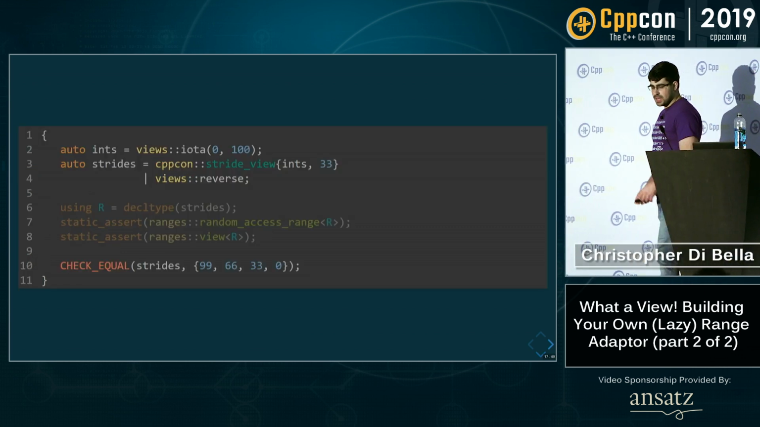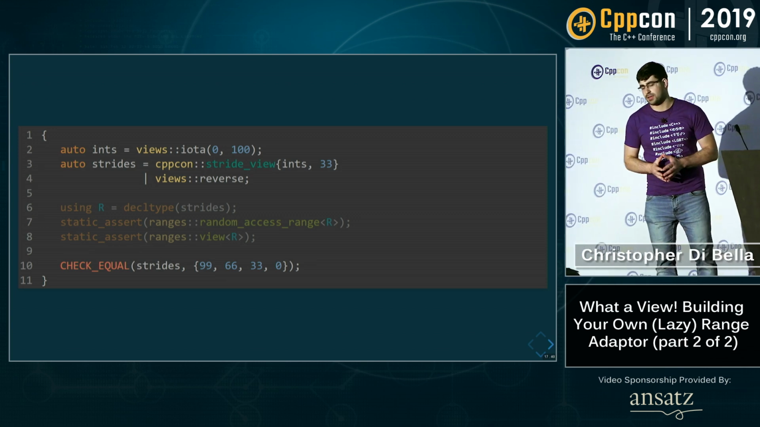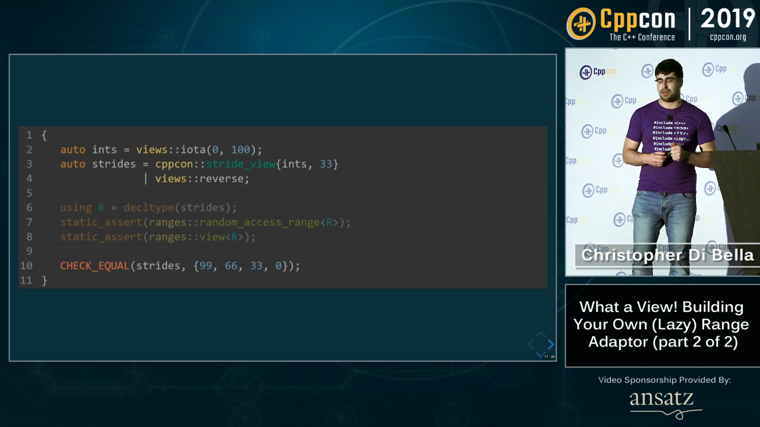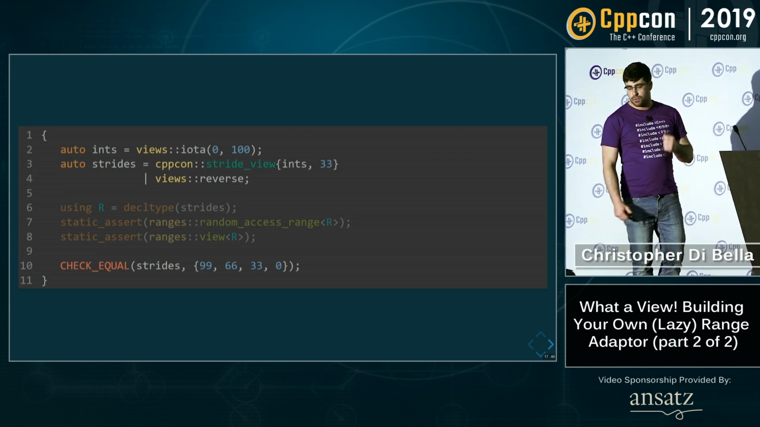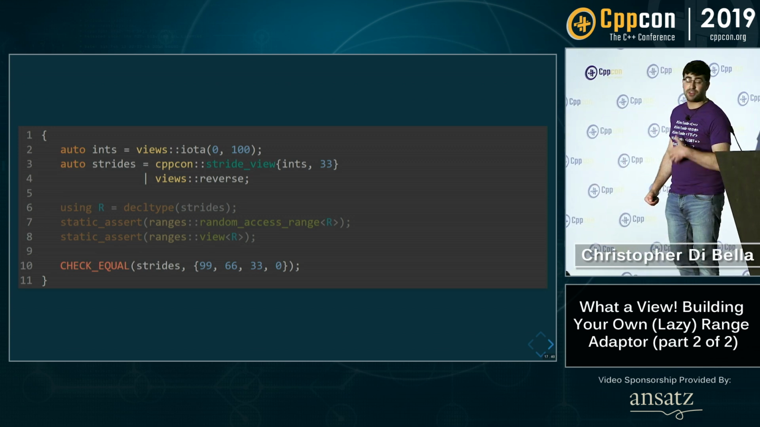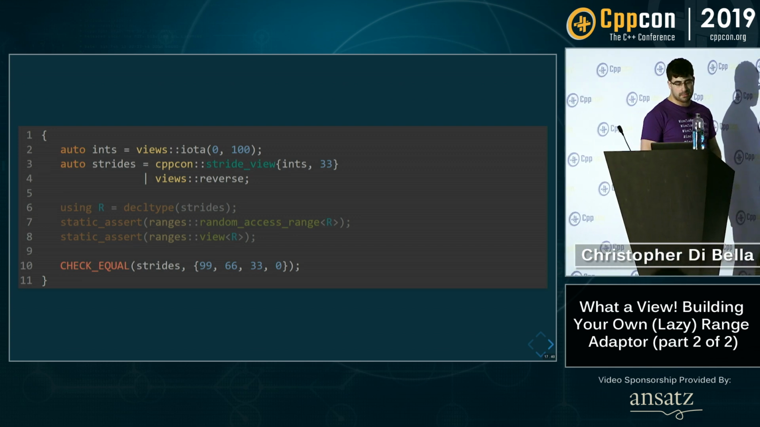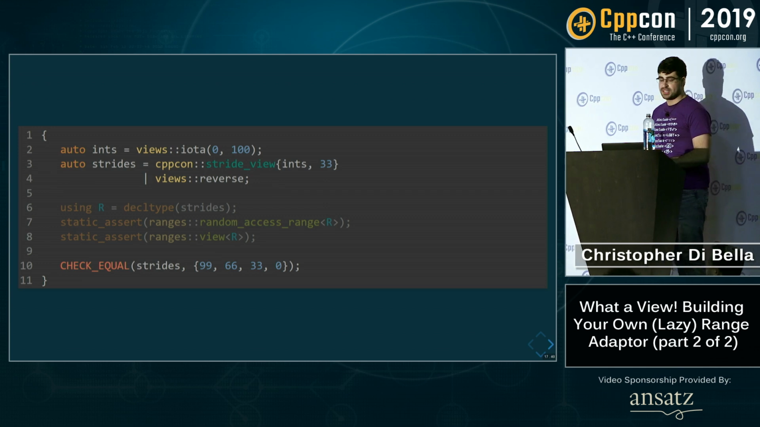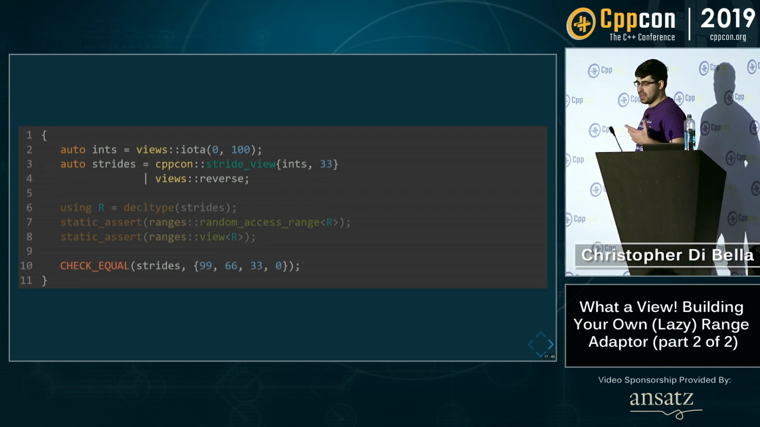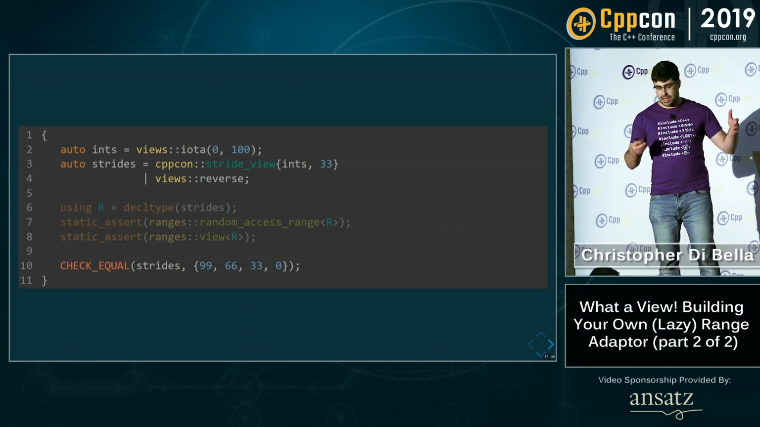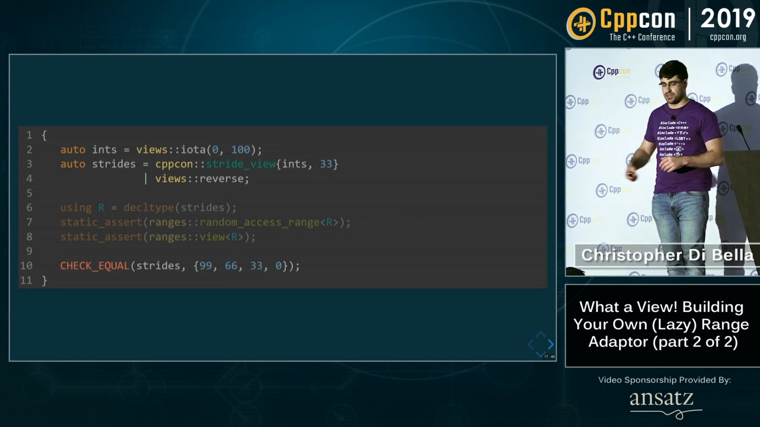All right, let's take a look at this particular test case now. What we're saying here is that we have an iota view, and we're going to stride. So there's 100 elements. We want to take every 33rd element. And then we want to reverse it. And so this means we're going to lazily reverse the elements, so we're going to lazily iterate essentially backwards in a strided fashion.